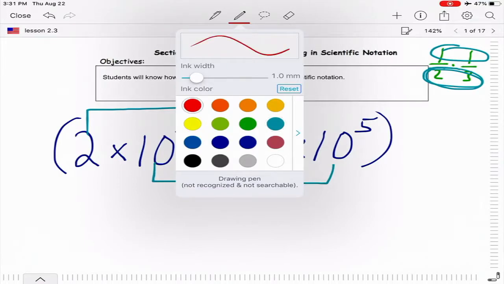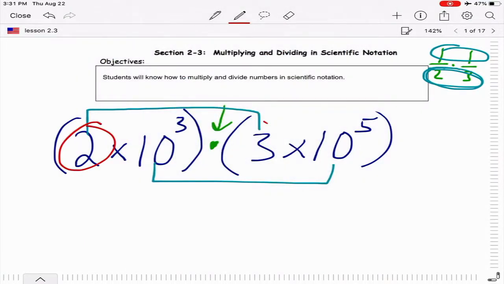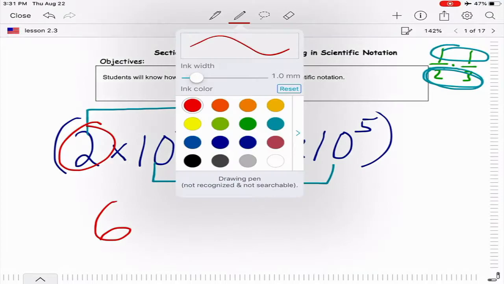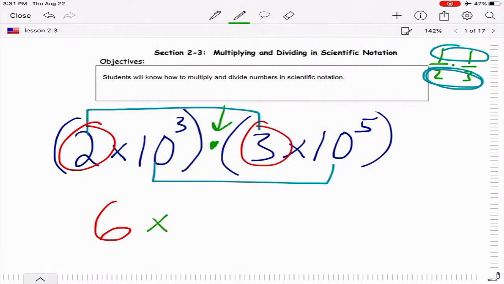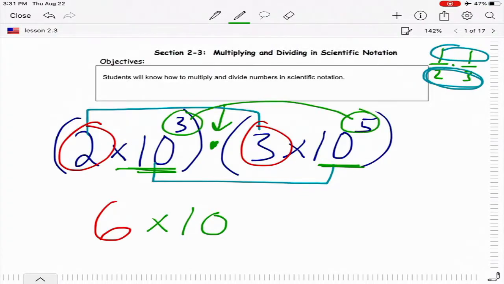So I'm first going to multiply my a's. 2 times 3 is 6. And then it's going to be times 10. It's always times 10. And this time, I'm not going to leave my exponent alone. This time, I'm actually going to manipulate it. I'm going to do 10 to the third power times 10 to the fifth power. But don't forget the rules from chapter 1. When you multiply the same bases, technically you add the exponents. So 3 plus 5 is 8.